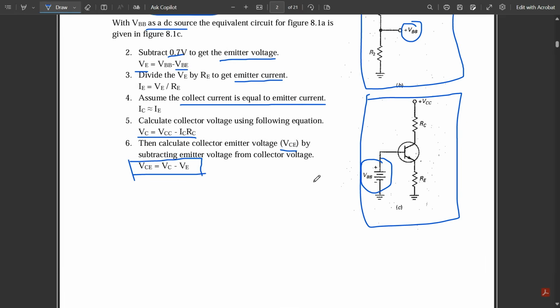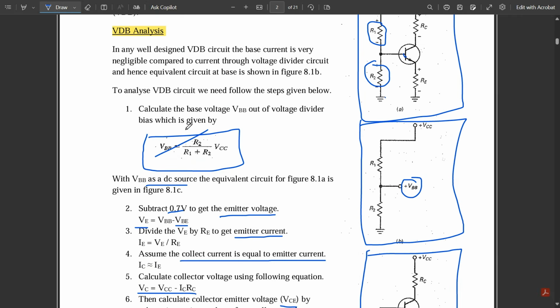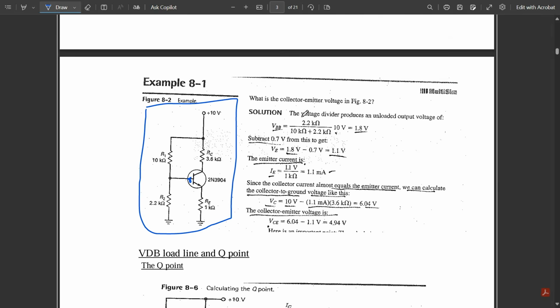Okay. So by using these steps here, first calculate VBB, that is VCC R2 divided by R1 plus R2. So they have done it here. That is VCC is 10 volt, R2 2.2 kilo ohm divided by 10k plus 2.2k. After solving this, you will be getting 1.8 volt. Next step is subtract 0.7 volt, that is VBB minus VBE. So this 1.8 minus 0.7, you would be getting 1.1. Then find the emitter current, that is 1.1 divided by 1 kilo ohm, that is the emitter resistance RE. Then we would be getting 1.1 milliamps.